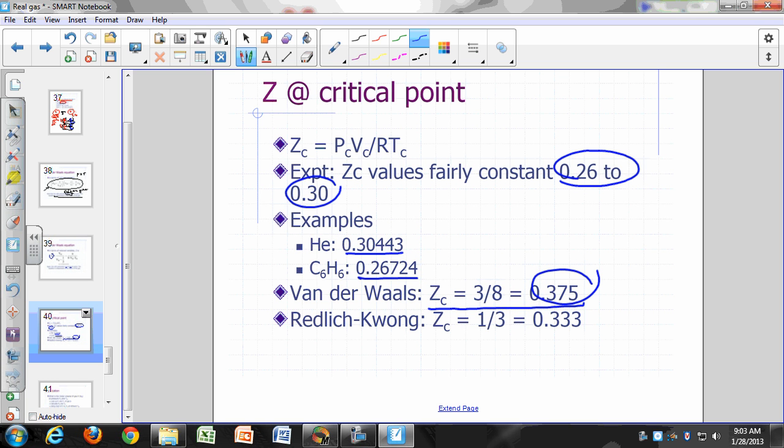The Redlich-Kwong equation will give you a Z value of about 0.333. As I mentioned earlier, the Redlich-Kwong equation is another two-parameter equation. It's similar to the van der Waals equation, and it's just a little bit better. But if you really want highly accurate calculations, the best thing to do is go to the Virial equations, because those are based on empirical data. Those were intended to fit actual experimental data.